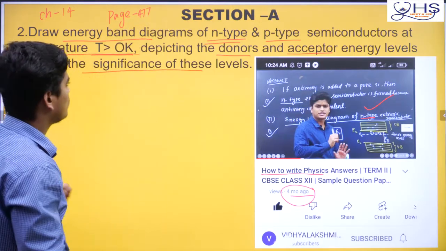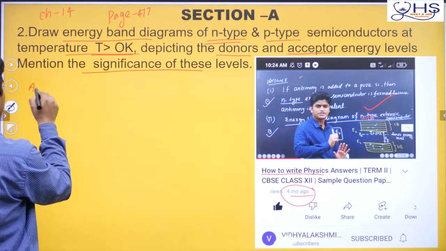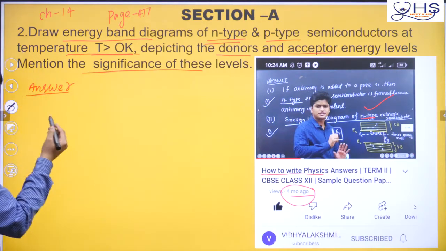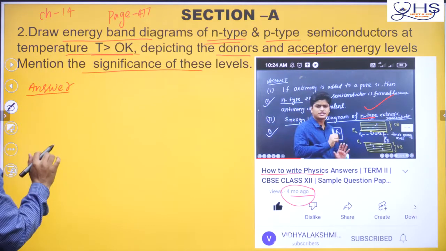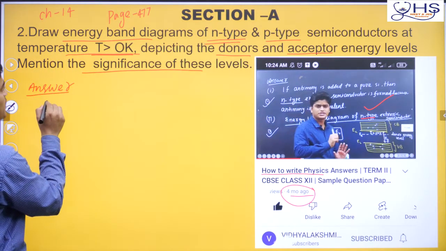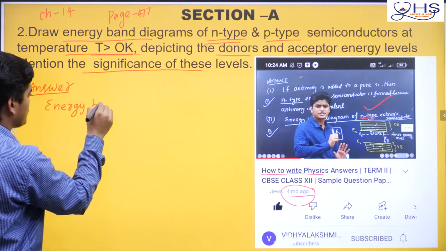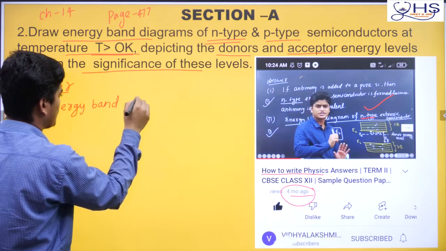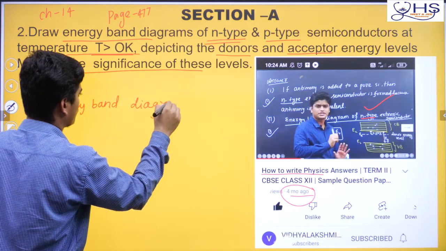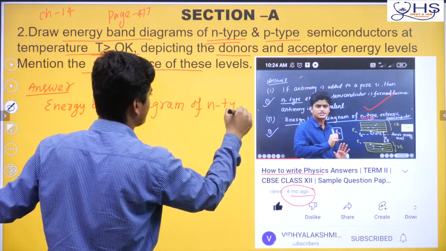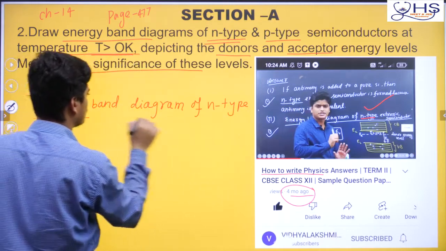Now the next thing is basically the answer. How will I write it? Answer writing should be like this. They told only to draw the diagram. So first you draw the energy band diagram of an N-type semiconductor.